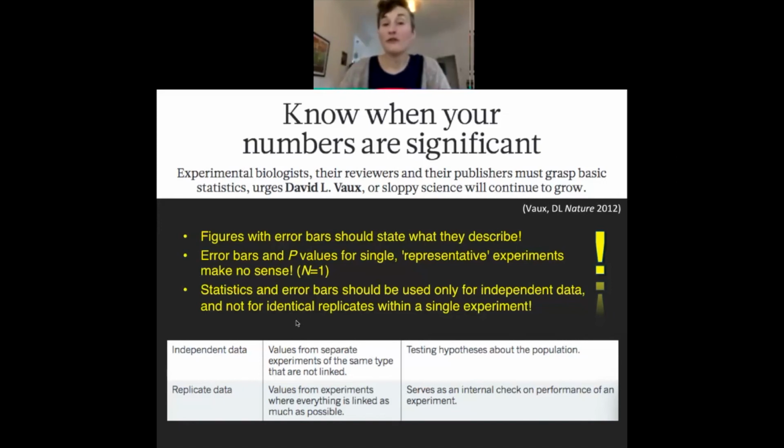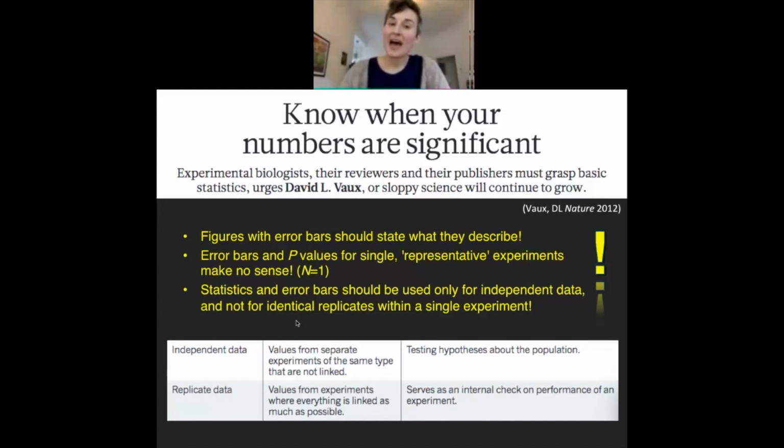So often you find error bars and it's not clear what they stand for. Like, are these error bars from independent experiments? Are these error bars from just technical repeats? And so he goes on and says error bars and p-values for single representative experiments make actually no sense.